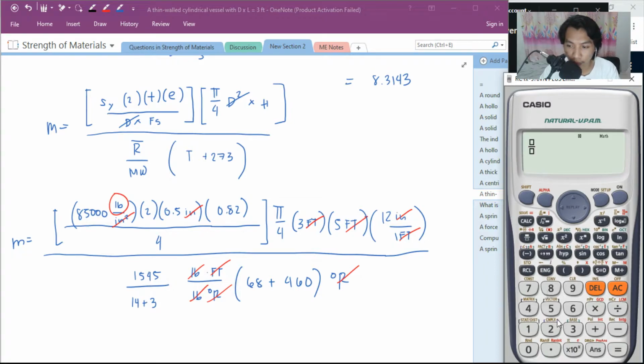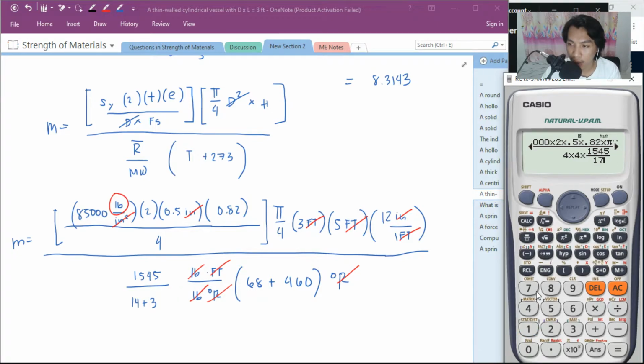So, 85,000 times 2 times 0.5 times 0.82 times shift pi times 3 times 5 times 12. Okay? Divide by 4 times 4 times 1545. Okay? The unit is already like this: when it's 1545, you divide by the molecular weight. When it's 8.3143, you also divide by the molecular weight, and what comes out is kilojoule per kilogram degree Kelvin.